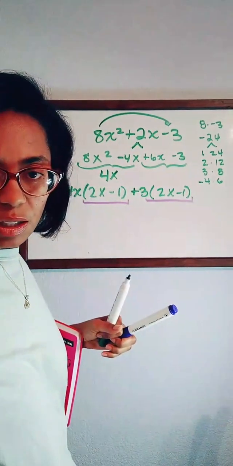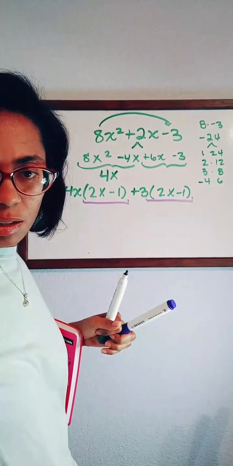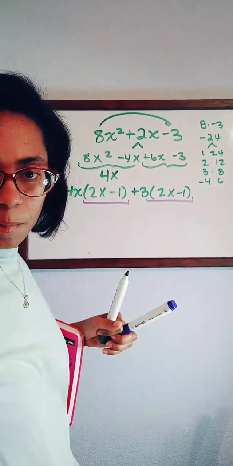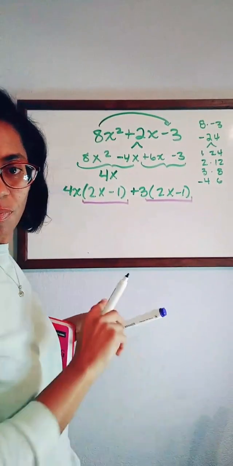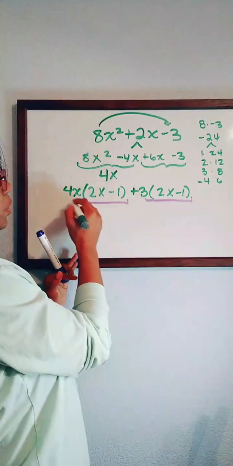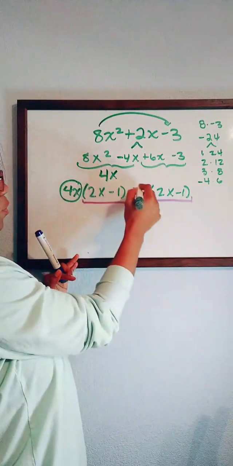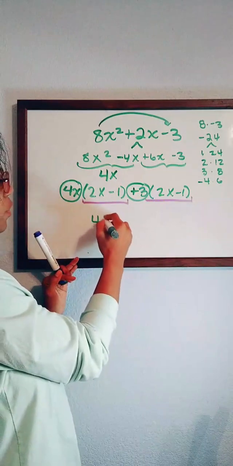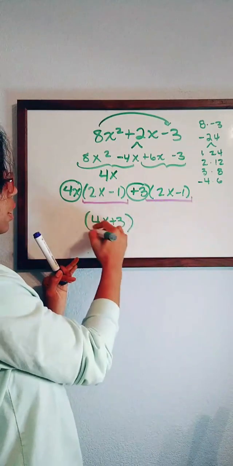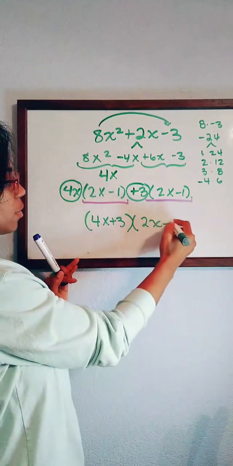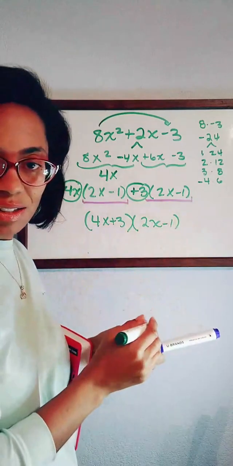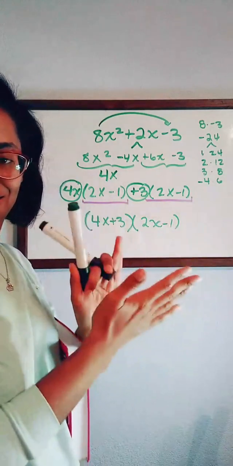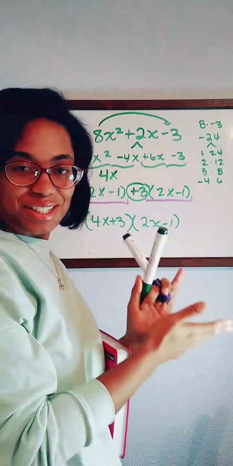Cavell, what did you say? Let me go back up and see. So now we're going to pull out that common binomial term and write what's remaining. Yes, yep. So now I got 4x plus 3 and then 2x minus 1. Perfect. You did great. See? You did great. Good job. You know how to do this.